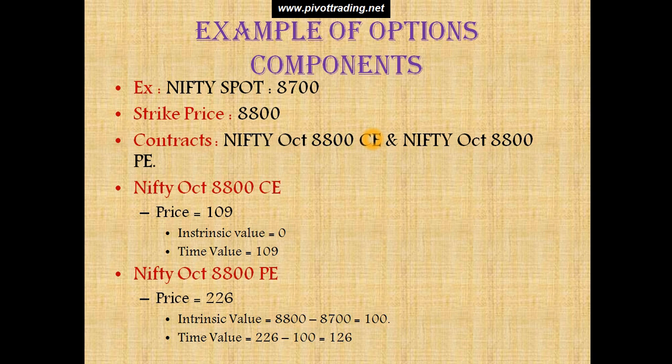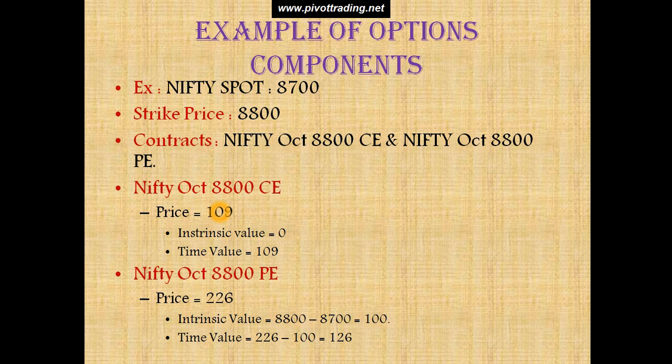CE is called a call. Similarly, here P is called a put. So let's take the first example, Nifty October 8800C. I go into the market, I look at the price of 8800C, the price is 109 rupees. Now how to interpret this particular price of 109 rupees?